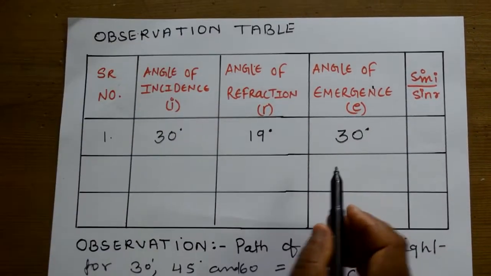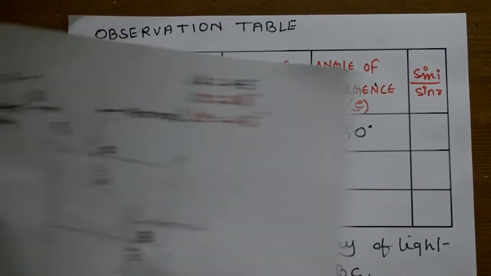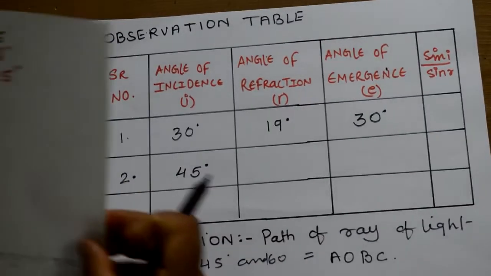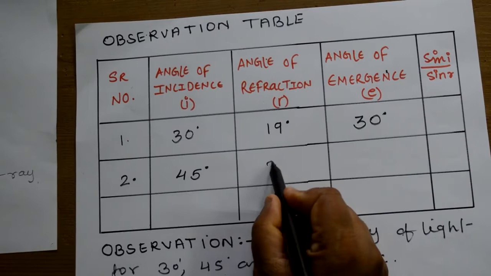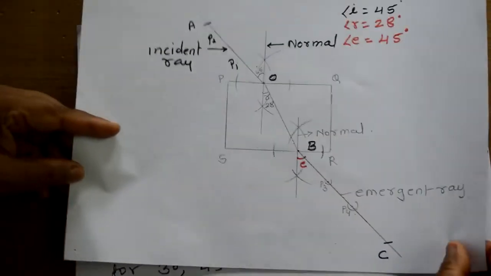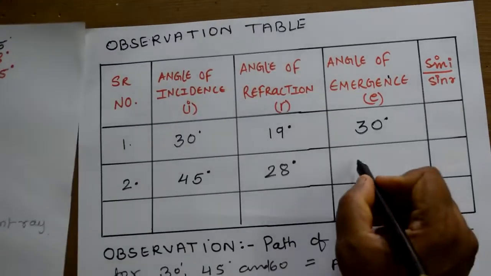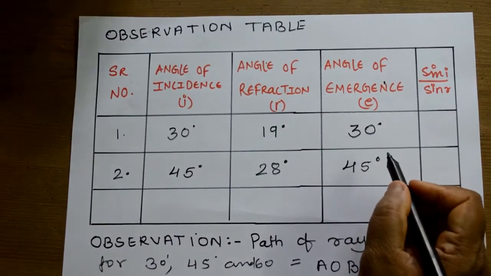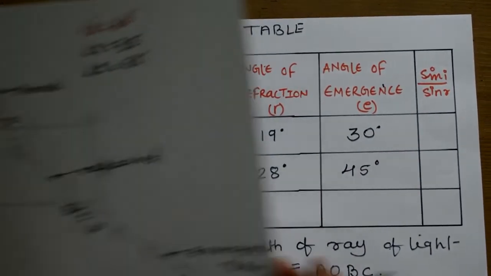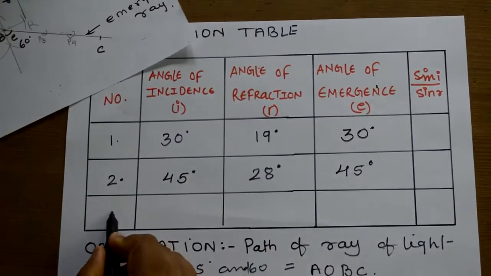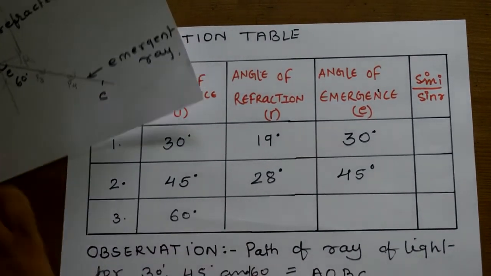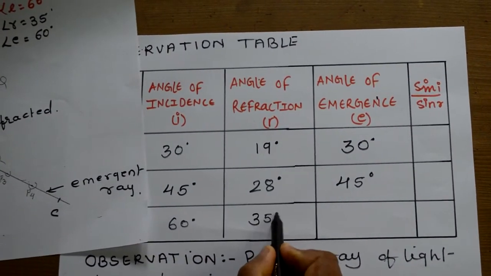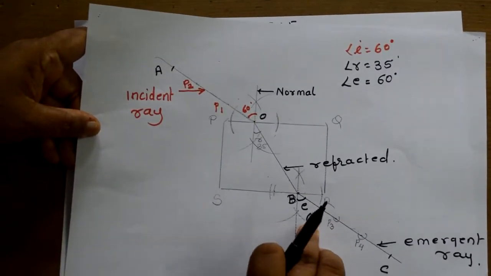For 45 degrees, second reading, the angle of incidence is 45 degrees. So the angle of refraction is 28 degrees. And the angle of emergence is 45 degrees, which we measured. For 60 degrees, the angle of incidence is 60 degrees, the angle of refraction is 35 degrees, and the angle of emergence is 60 degrees, children.